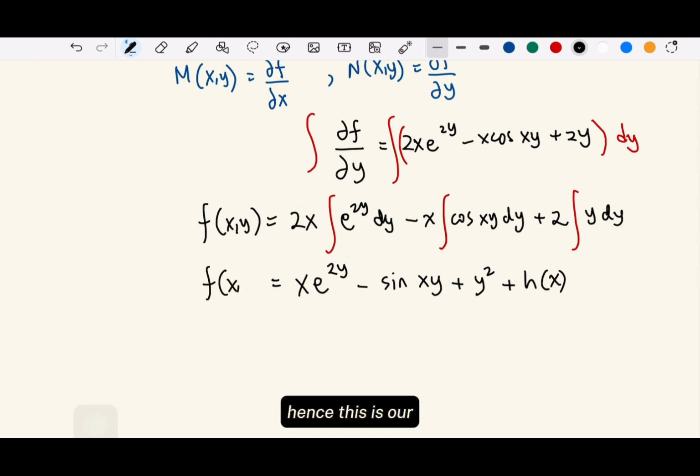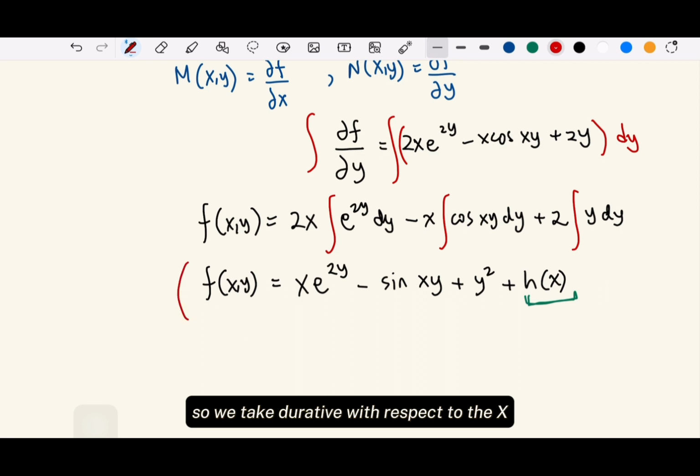Hence, this is our solution for the f. The next thing is to find this h. To find the function h of x, we can take the derivative. So we take the derivative with respect to x, so that we can get h prime. Okay.